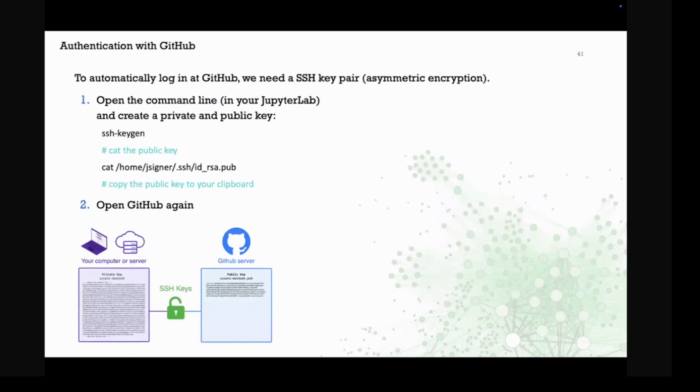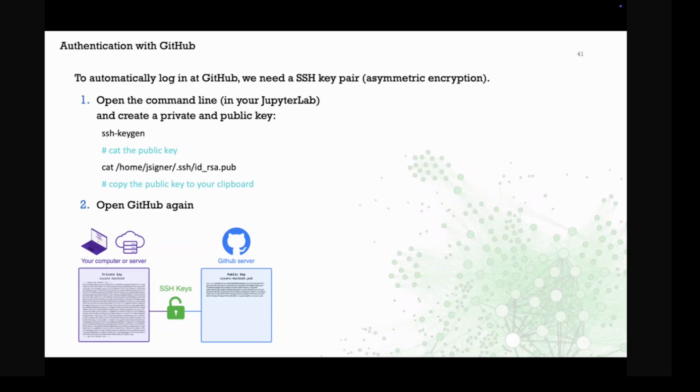Then this is maybe a little bit of a tricky part. You have to do some authentication when you want to push from your Jupyter Hub, from what is in this case the local repository, to the remote repository. And the easiest way to do that is to use an SSH key pair. And that's an asymmetric encryption method.